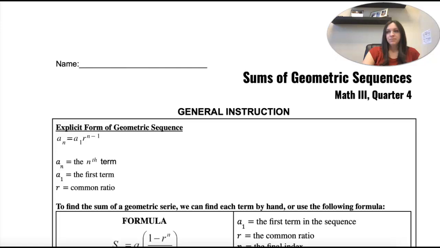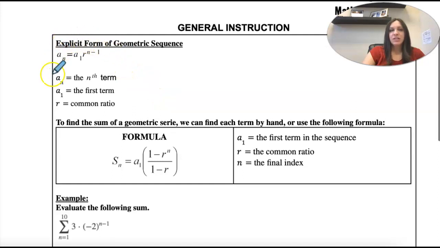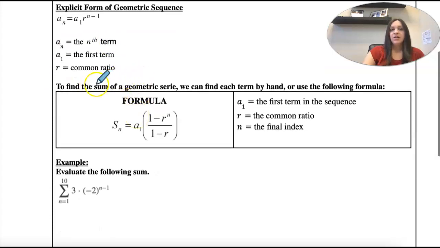4.2, now we're doing sums of geometric sequences. So just like we did sums of arithmetic, now we're doing geometric. So this first section is just the explicit form again, because we're going to have to know it and use it. And then, oh, there's a typo.